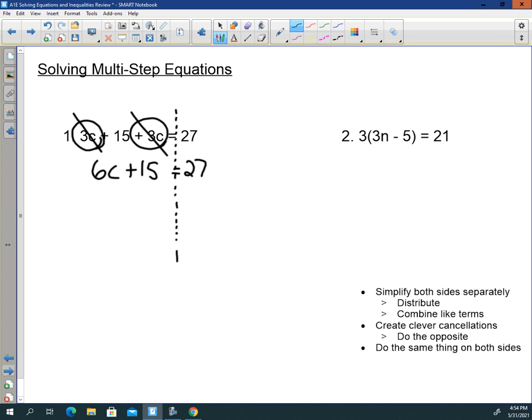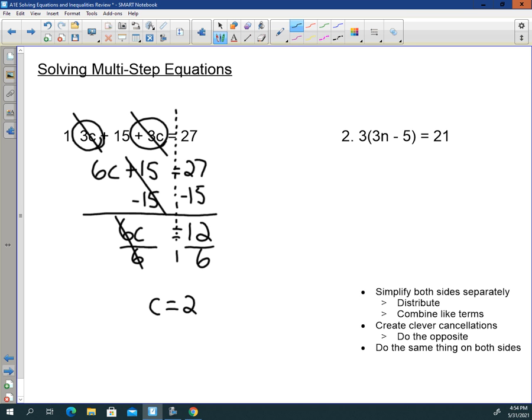Now that you can't simplify anymore, you can start creating clever cancellations, and now it's just a two-step problem. Let's get rid of that 15 first. That's kind of the easiest thing to do here. That cancels nicely on that side, and we have 6c equals 27 minus 15, or 12. And then since it's 6 times c, let's divide by 6. Make sure we do it to both sides to create that cancellation. And we have c equals 12 divided by 6, or 2. And there you go. All right, let's look at number 2.